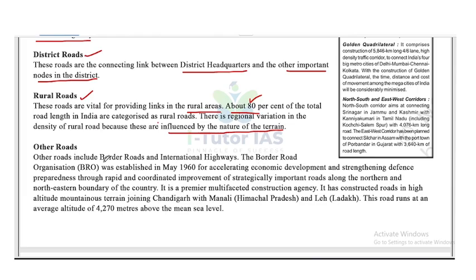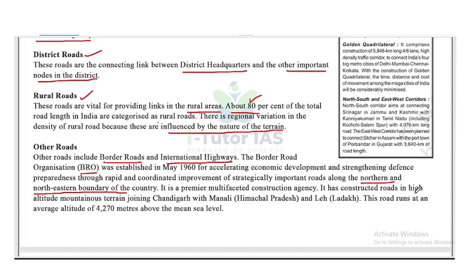Other roads include border roads and international highways. The Border Road Organization, that is BRO, was established in May 1960 for accelerating economic development and strengthening defense preparedness through rapid and coordinated improvements of strategically important roads along the northern and northeastern boundary of the country. It is a premier multifaceted construction agency.